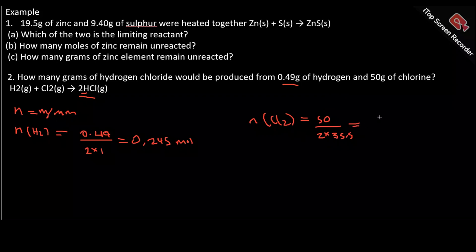So for chlorine, the atomic mass is 35.5. When you multiply here, you should definitely get 71. And when you divide, you should get 0.704 moles. Now, we have managed to find the what? The number of moles. So what are we going to find next?